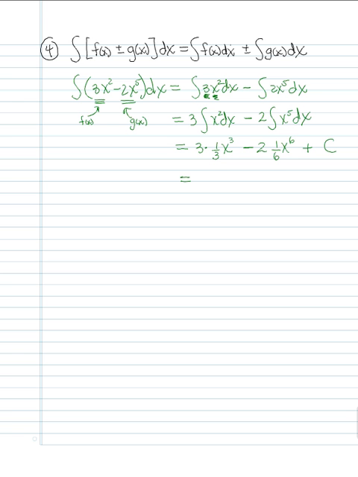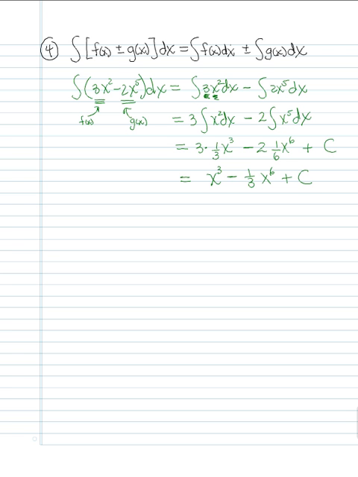Well, now we just go back and simplify. And 3 times 1/3 is just 1, so this is x to the 3rd. And then we have a minus sign, and then we can figure out that 2 times 1/6, 2 over 6, is the same thing as 1/3, isn't it? So that becomes 1/3 times x to the 6 plus our constant of integration. So although it was a relatively complicated function, we broke it down into a couple of simple pieces.